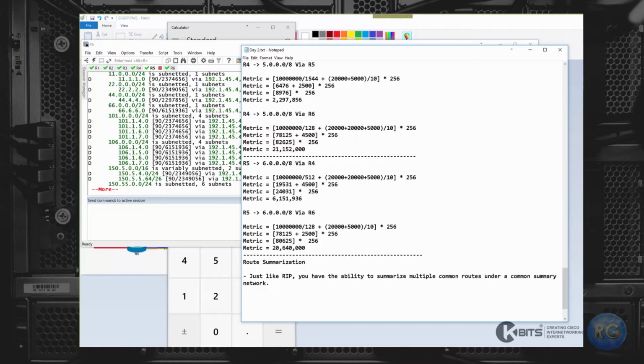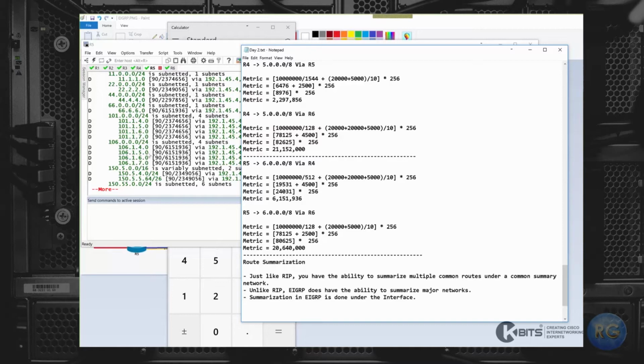All right, so let's take a look at that. Let's do that. Unlike RIP, EIGRP does have the ability to summarize major networks. That's the difference. Other than that, it's pretty much the same. Summarization in EIGRP is done under the interface. So it's a per interface type of thing.